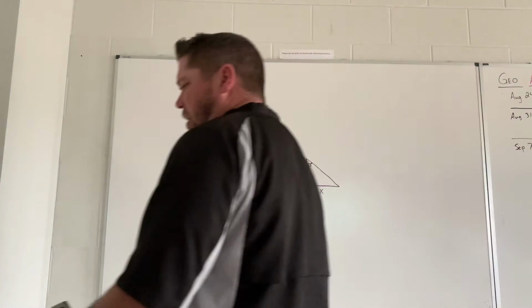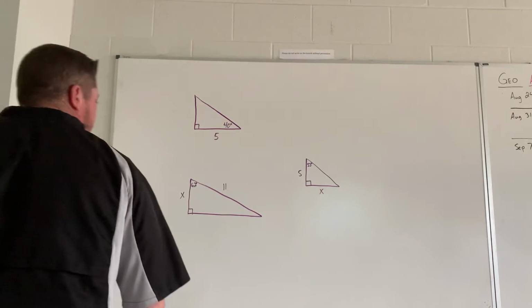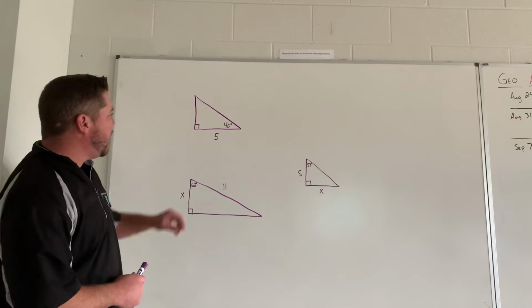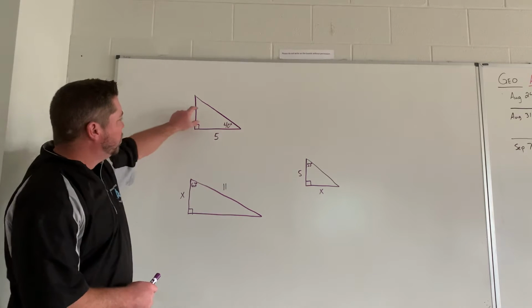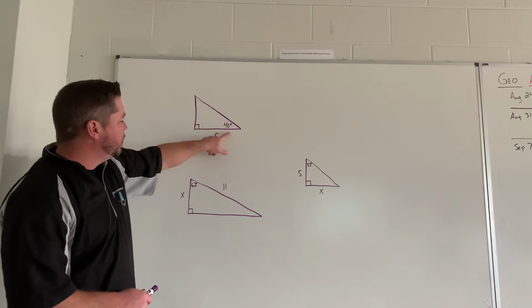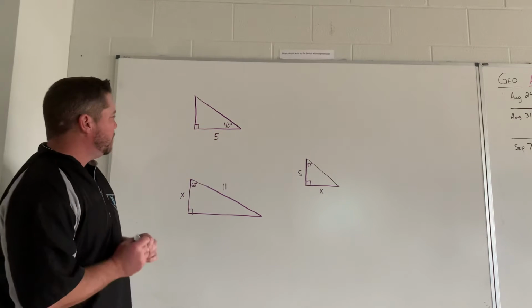All right, welcome guys. Today we're going to talk about three different things, all using trig ratios. The first we're going to talk about is how we can estimate our two missing sides based on our 90-degree angle, our 40-degree angle, and our side.